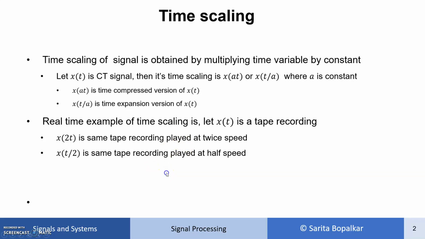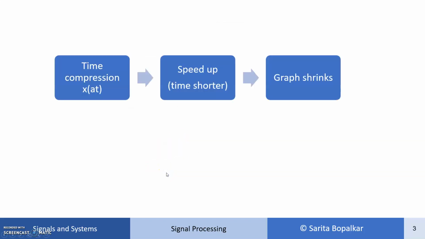Now let's see time compression. That means we are multiplying time with some constant. This is nothing but increasing the speed. When we increase the speed, the particular time slot required is less, and the graphical representation of the signal shrinks.